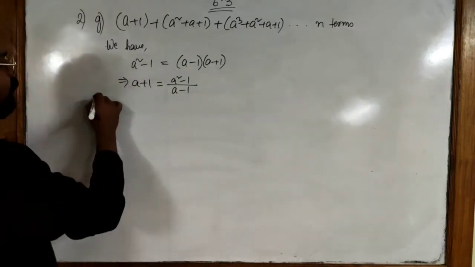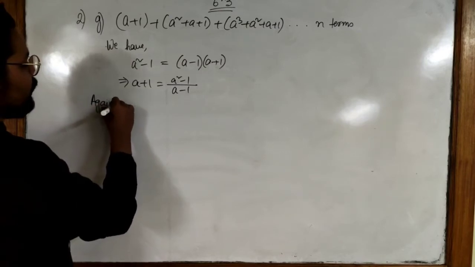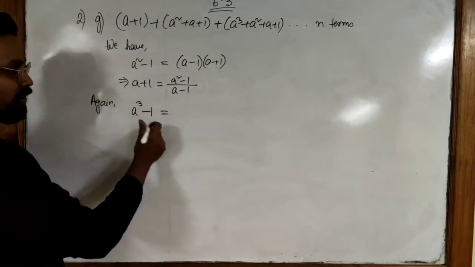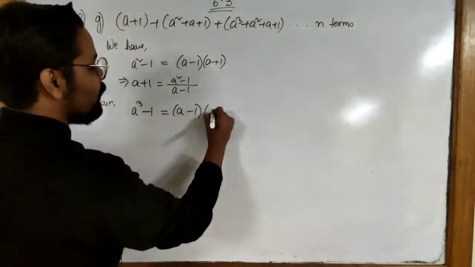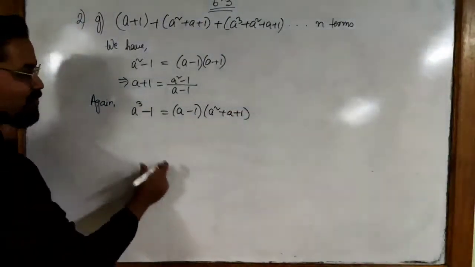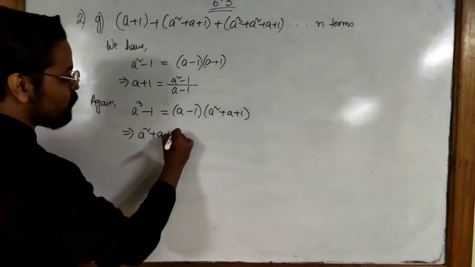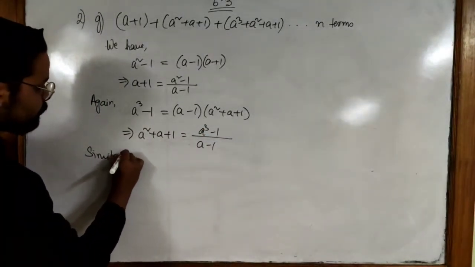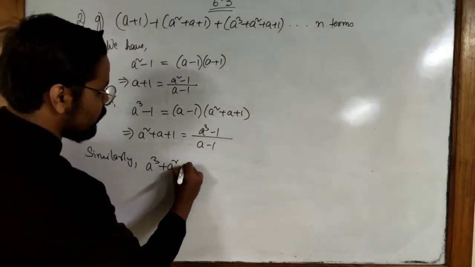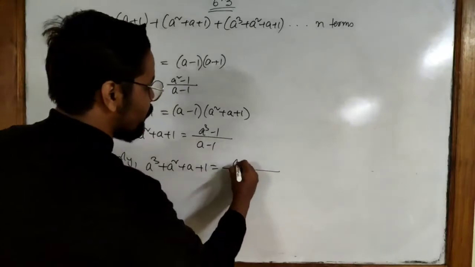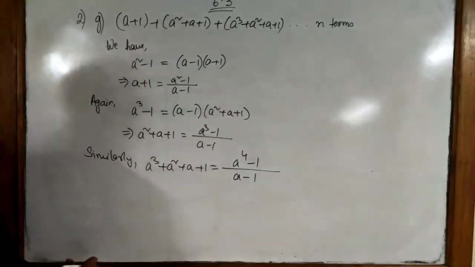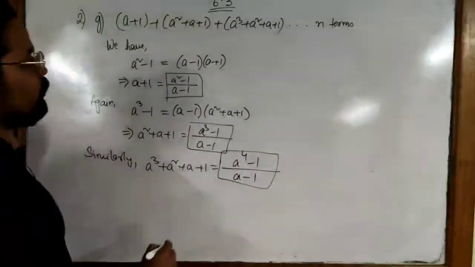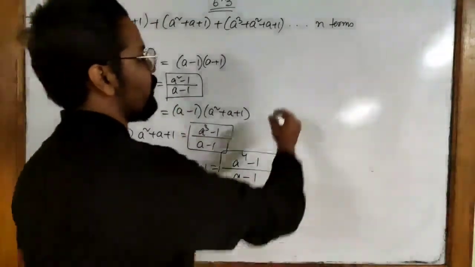Also, we know that a cube minus 1 cube, the formula is a minus 1 into a square plus a plus 1. So from here we can write a square plus a plus 1 is equal to a cube minus 1 by a minus 1. Similarly, a cube plus a square plus a plus 1 can be written as a to the power 4 minus 1 by a minus 1. So now we have these three values, and we can put these in. Let us see what we get from there.